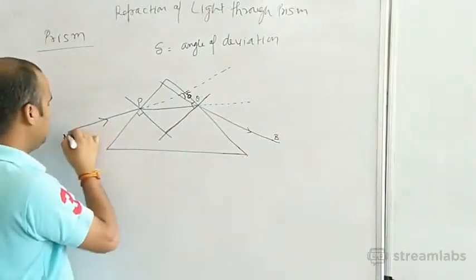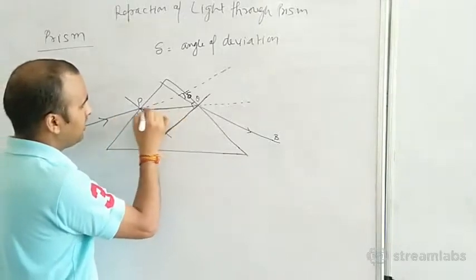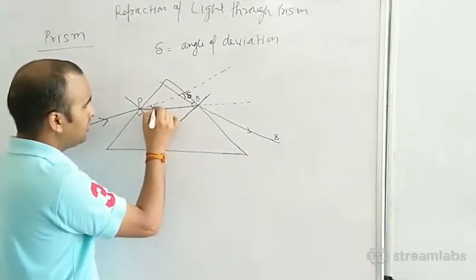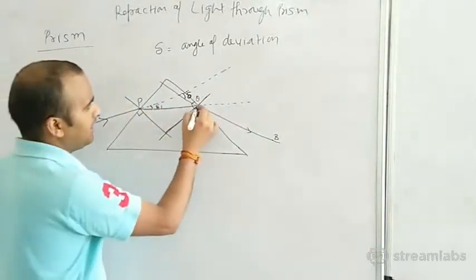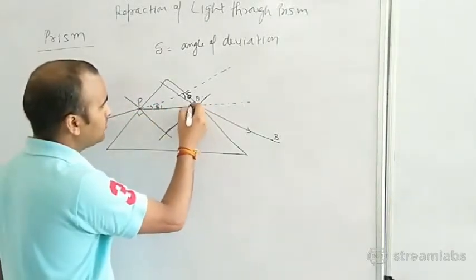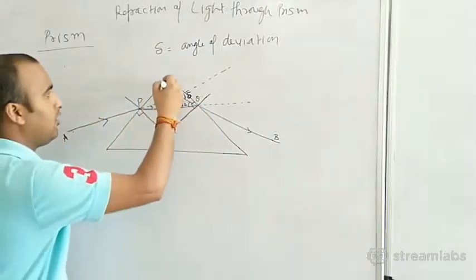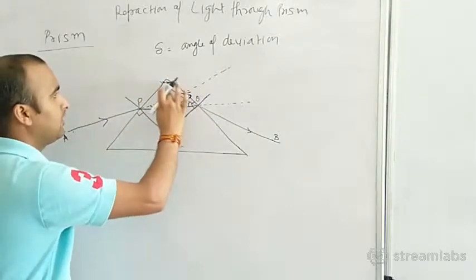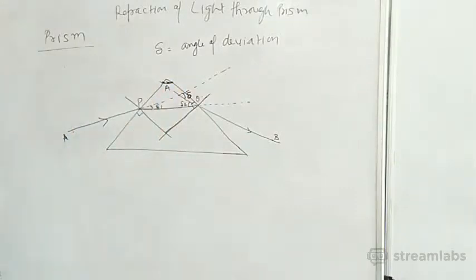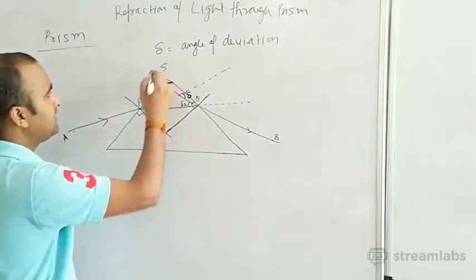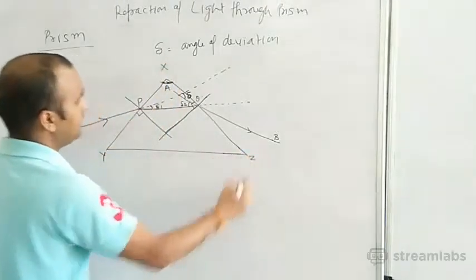Next, this is the incidence ray and the light is bent like this way, so this is also a deviation angle, so let this be delta 1, and again the light is bent from here, so suppose this is delta 2, and this is angle of prism A. Okay, understood? And suppose the prism is XYZ prism. What is the prism? X, Y, and this is Z.